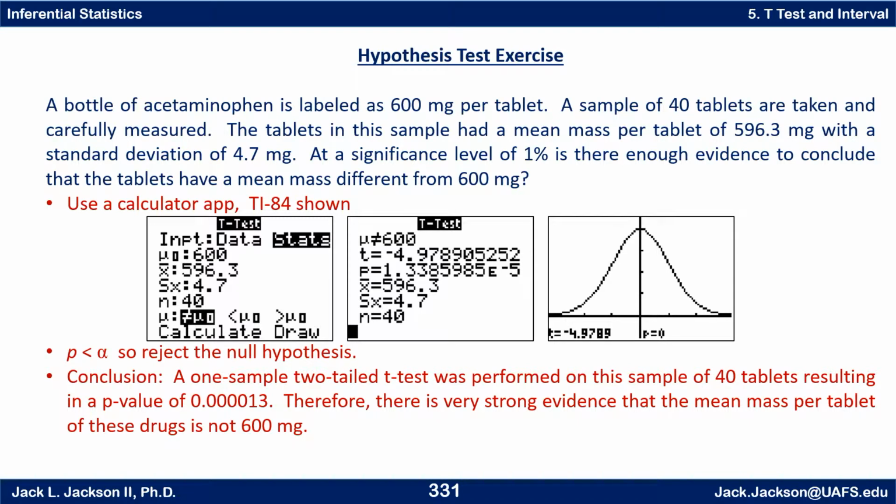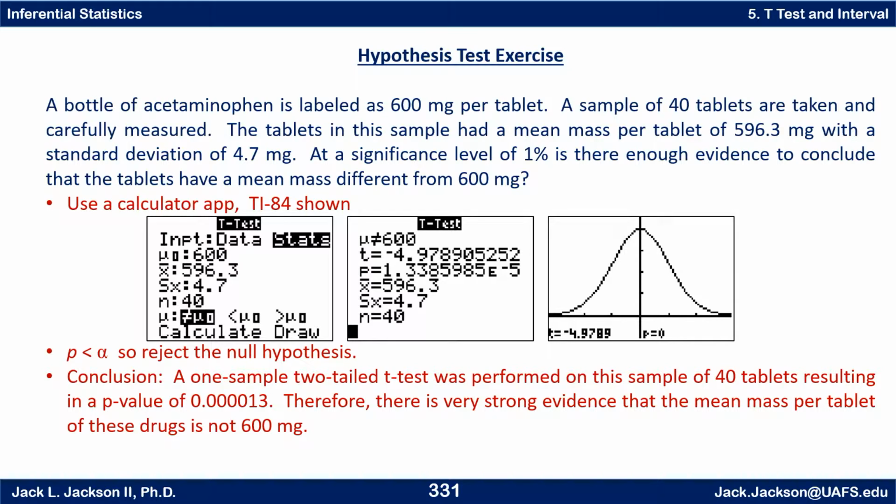It's an extremely small probability that we made a type 1 error if we were to reject the null hypothesis at this level or beyond. Certainly that's way less than what we were willing to accept as a type 1 error, which is 1%. So we have very strong evidence that these tablets are on average less than 600 milligrams, as the bottle says.